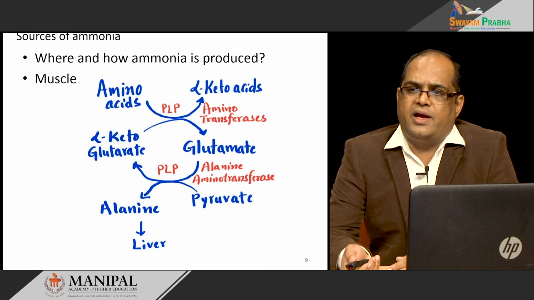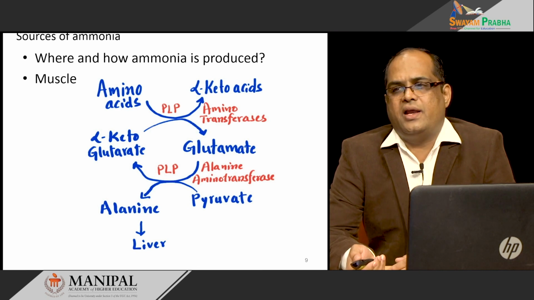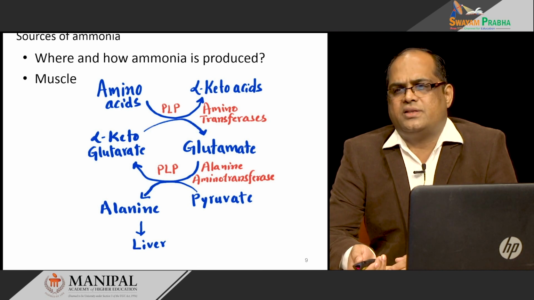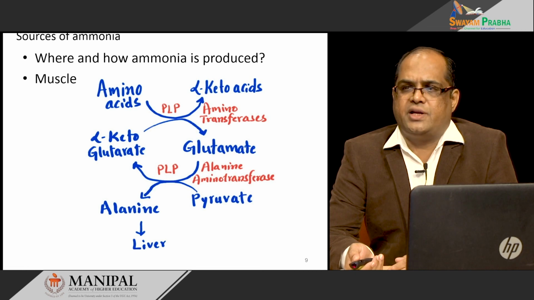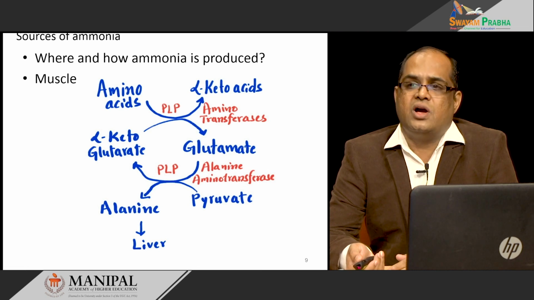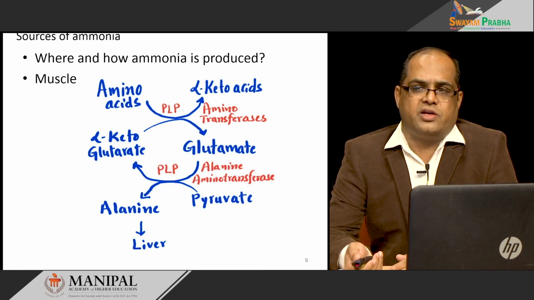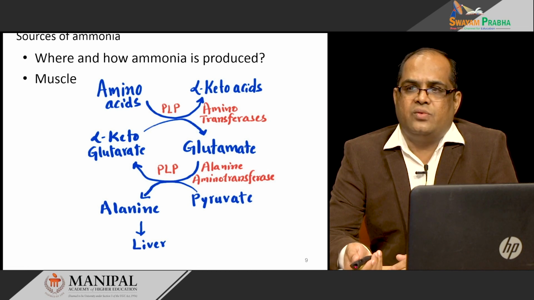This glutamate again sees one more aminotransferase, that is alanine aminotransferase. This is also a PLP-dependent reaction, and the amino group from glutamate is given to pyruvate, and pyruvate is converted into alanine, and glutamate is converted into alpha ketoglutarate, and this alanine goes to the liver.